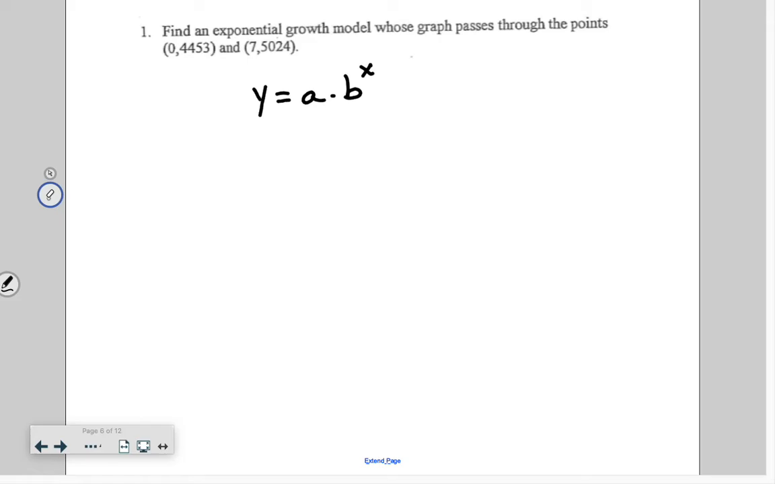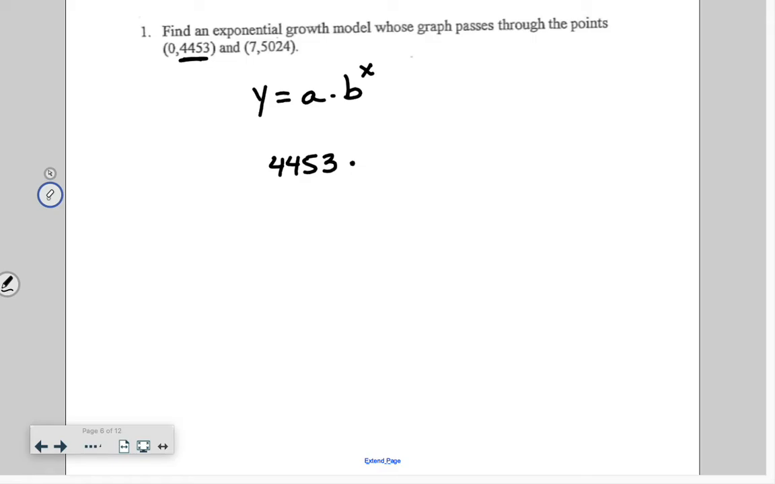What's a? It's right here. There it is. There's your initial value right there, when x equals 0. Okay, 4,453. So I've got one of them, which means I need to find the other one. Okay, so here you go, Edwards. Just started. So 4453.